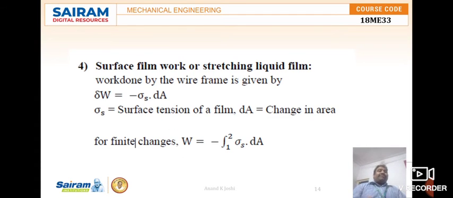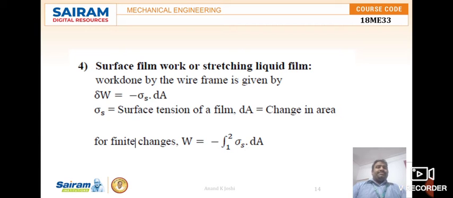Next, surface film work, or stretching of a liquid film. We already know that the work done by the wire frame is given by minus sigma S into dA, where we consider negative work for stretching the liquid film. Sigma S is the surface tension and dA is the change in area, which is the variable. So for finite changes, it is minus the integral from 1 to 2 of sigma S dA. So this is the surface film work, or stretching of the liquid film.